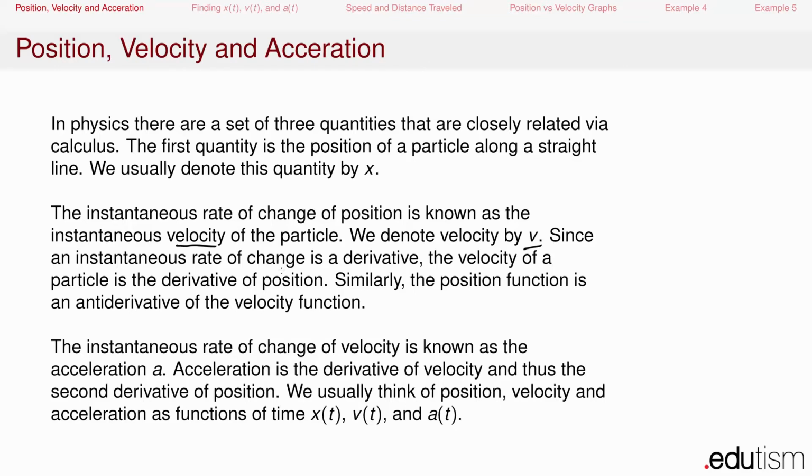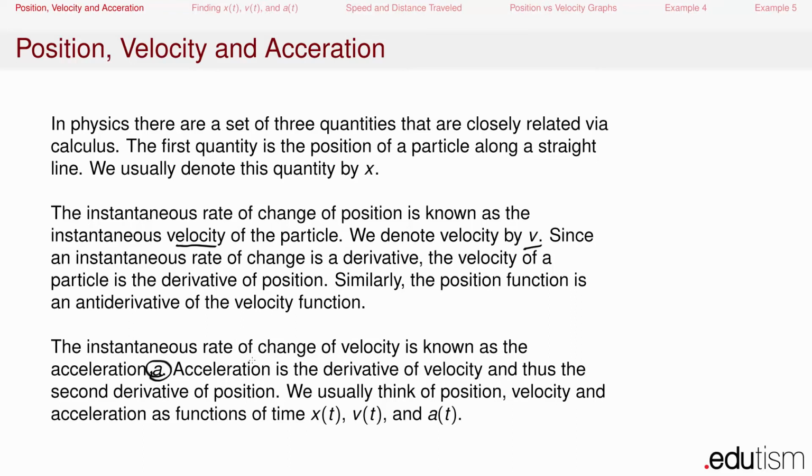And since an instantaneous rate of change is the derivative, the velocity of a particle is the derivative of the position. Similarly, the position function is an antiderivative of the velocity function. The instantaneous rate of change of velocity is known as the acceleration, which is called a. Acceleration is the derivative of velocity, and thus it is the second derivative of position.